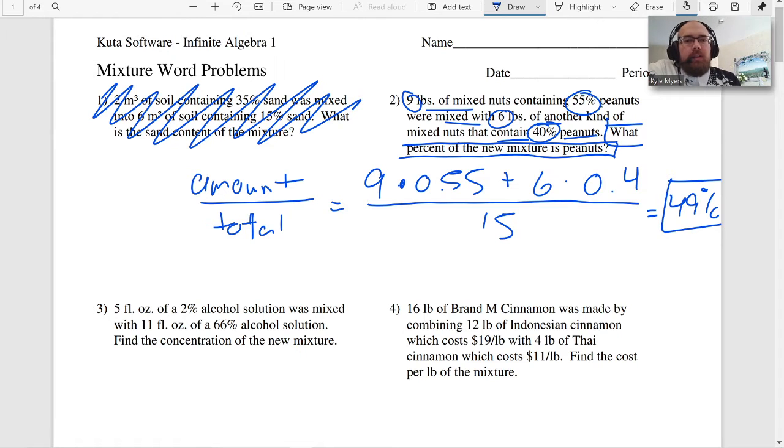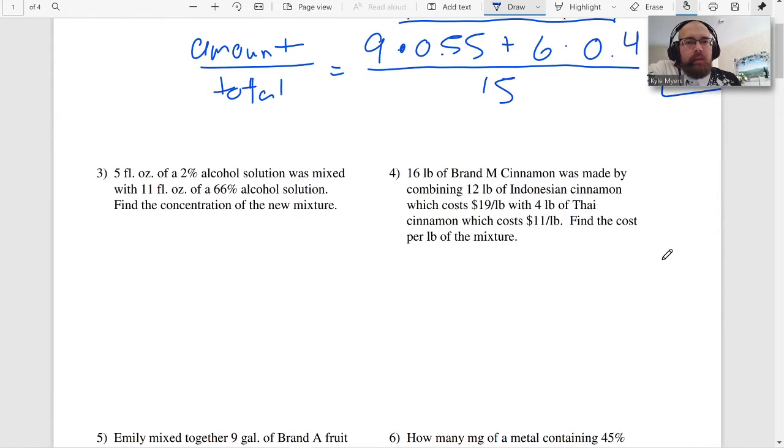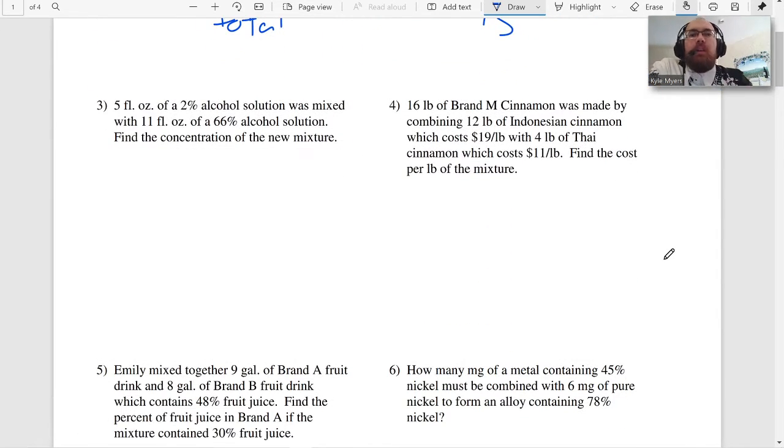All right. Moving on to number 4. 16 pounds of brand M cinnamon was made by combining 12 pounds, which costs $19 per pound, with 4 pounds of Thai cinnamon, which costs $11 per pound. Find the cost per pound of the mixture.